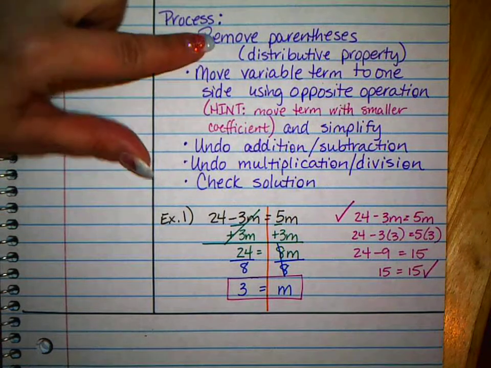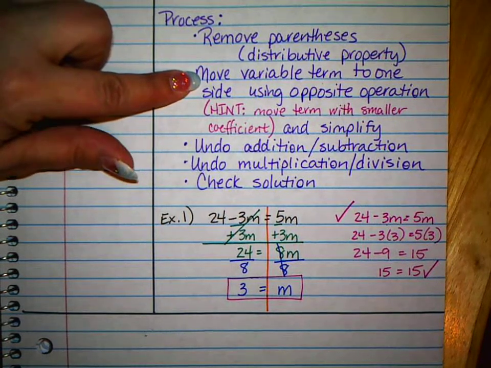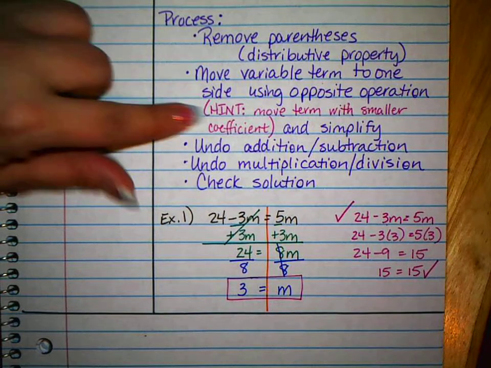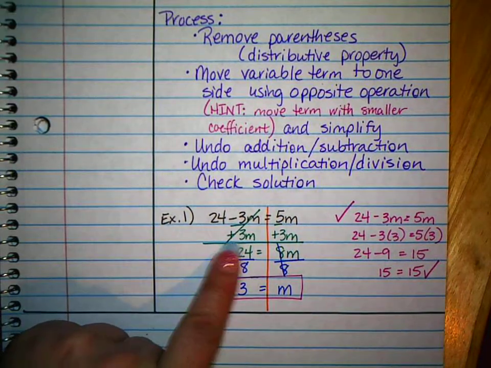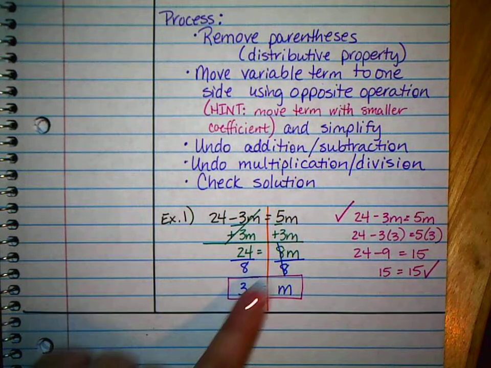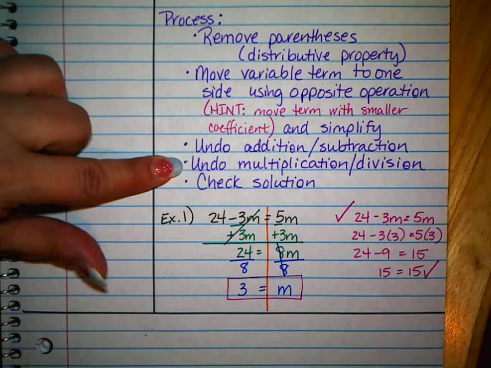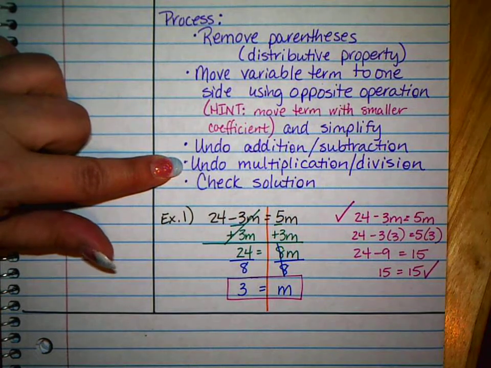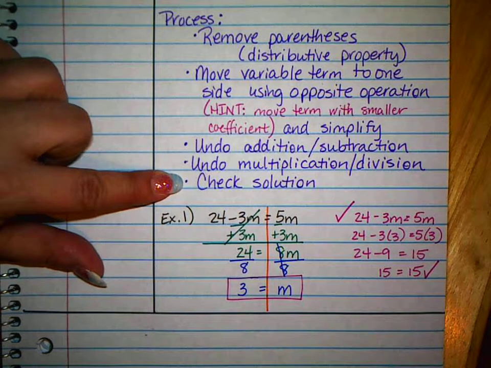Again, I didn't have parentheses to remove, but I did have variables on both sides of the equation, so I moved the term with the smaller coefficient, the negative 3, using the opposite operation. At that point I didn't have any addition or subtraction, so I went on to undo the multiplication by 8, and then I checked my solution.